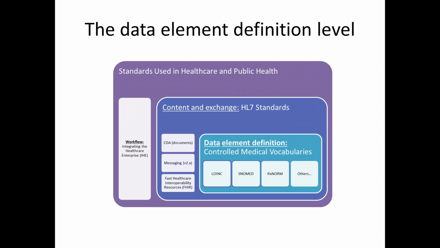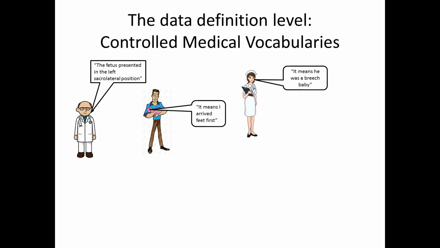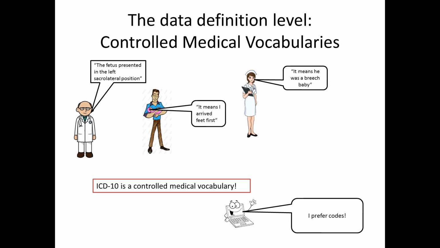We start at the data element definition level. Systems need to speak the same language. In healthcare, this is accomplished using controlled medical vocabularies, which are simply coded lists of terminologies in biomedical domains. Vocabulary has been developed for numerous biomedical domains, and many of them are incorporated into the vital statistics standards. For example, ICD-10 is an example of a controlled medical vocabulary that we're all familiar with.